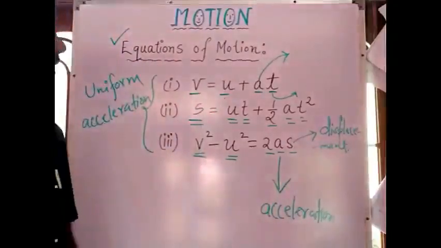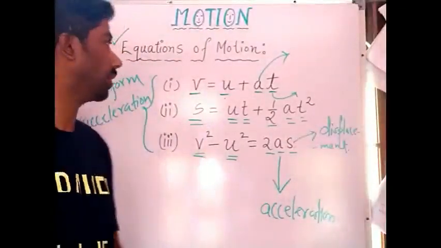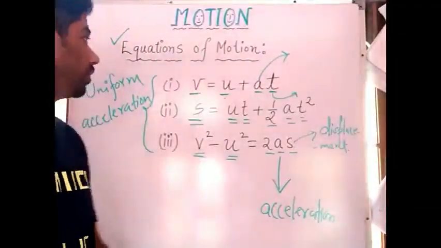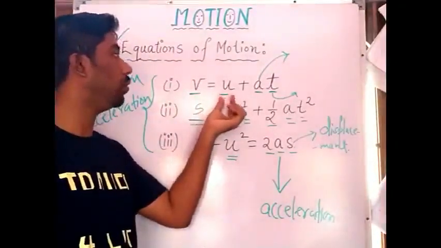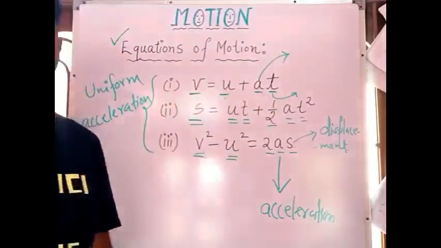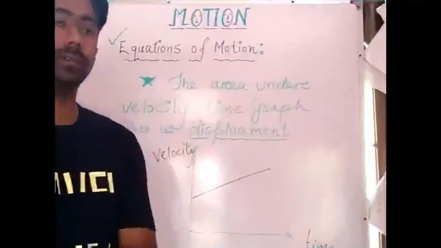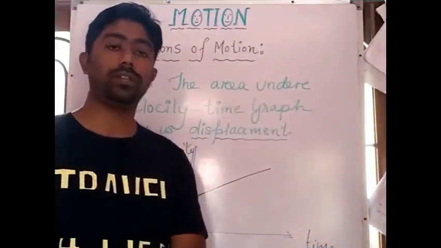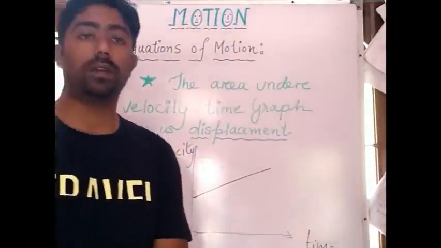So if you know these equations, then you can find the associated quantities. Suppose you need to find v and you know u and a. If you know u and a, then you can find final velocity v. Now, how were those equations of motion derived?